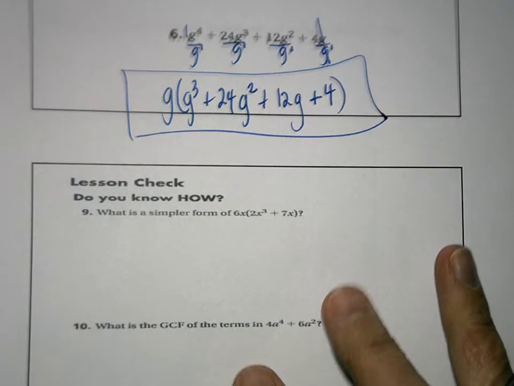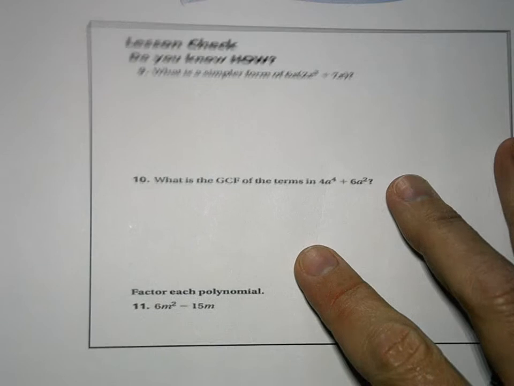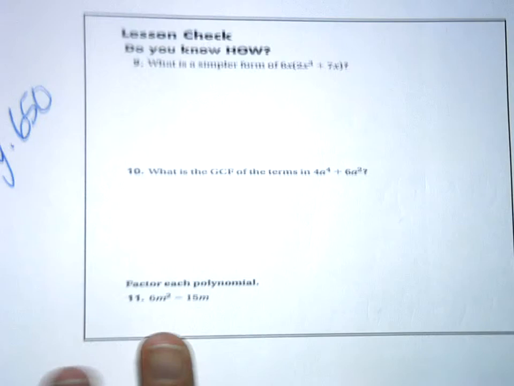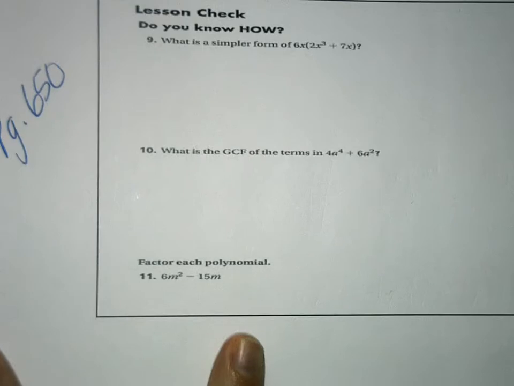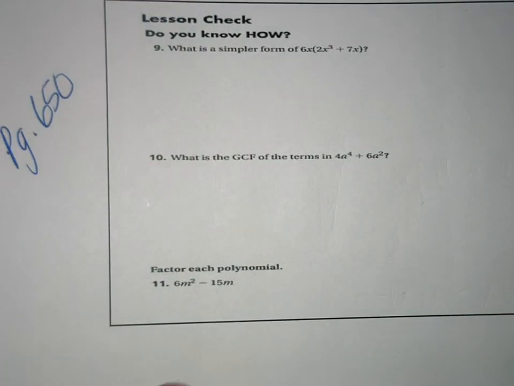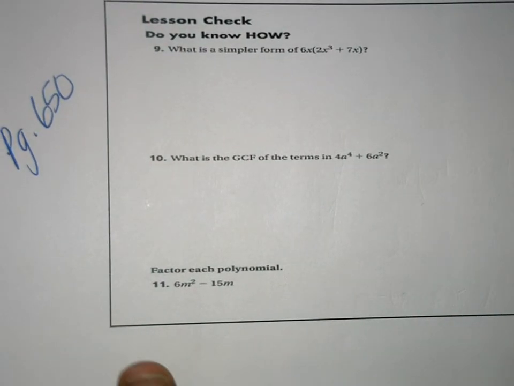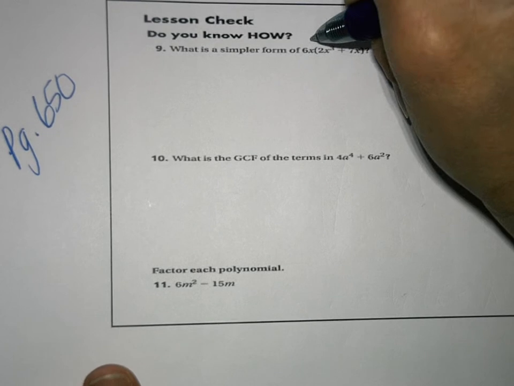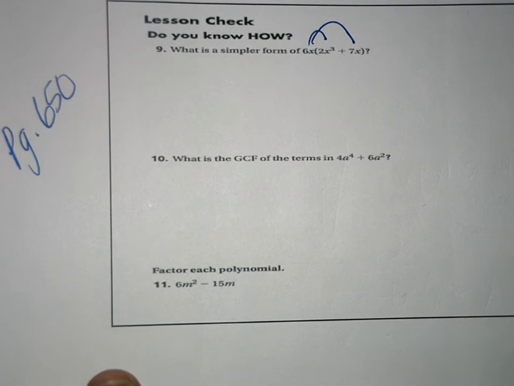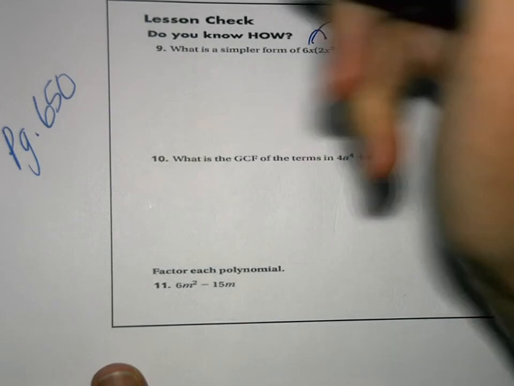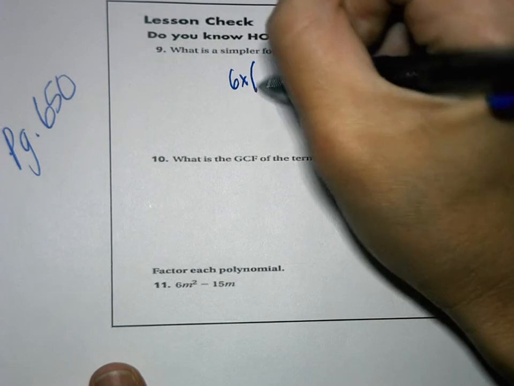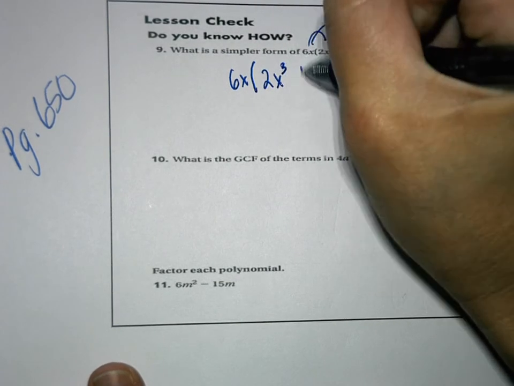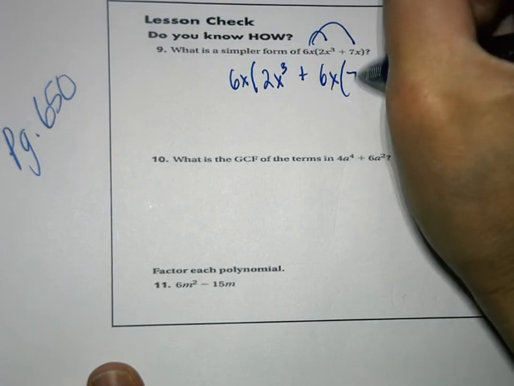Okay, turning now to page 650. We're just going to do a couple lesson check problems here together. On page 650, it says, what is the simpler form of this problem? So when it says that, they want you to distribute. They want you to multiply that out. So we're going to have 6x times 2x to the third plus 6x times 7x.